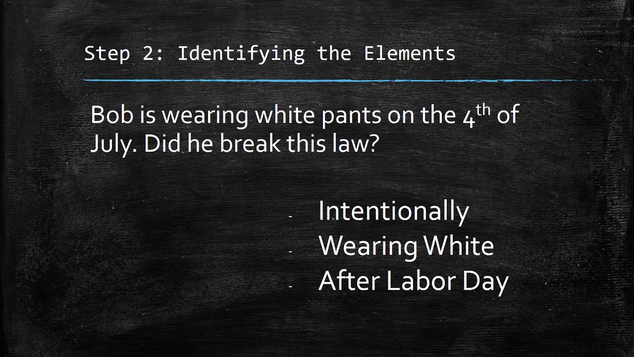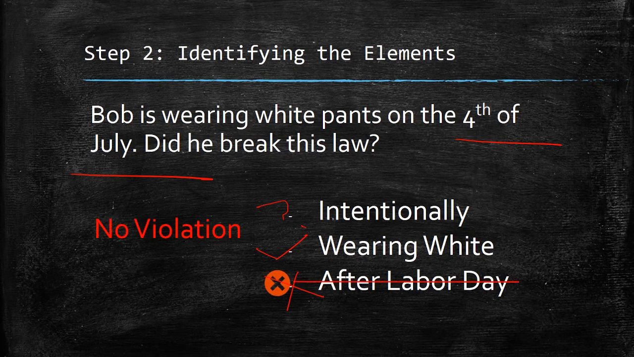Bob is wearing white pants on the 4th of July. Did he break this law? Well, let's go through the elements. Did he do it intentionally? Well, we're really not sure, so maybe? Was he wearing white? He was definitely wearing white. Was it after Labor Day? No, it was not after Labor Day. This was on the 4th of July. So therefore, he did not break the law.